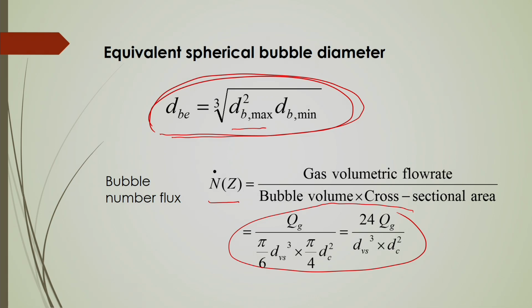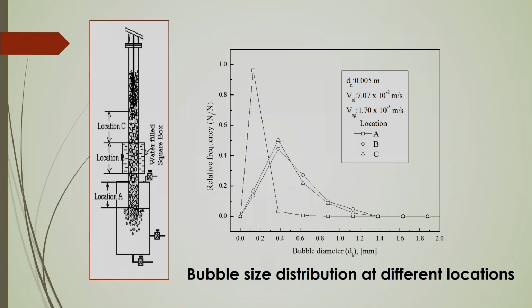Once you know the bubble number flux for the individual bubbles, you know how many bubbles will be within each range of bubble size, out of the total 500 bubbles. After knowing all this, you can draw the profile of bubble diameter with bubble number flux. If you divide the bubble number flux by the total number, you get the bubble frequency. If you plot bubble frequency versus bubble diameter, you will get this type of distribution, called the bubble size distribution at different locations.